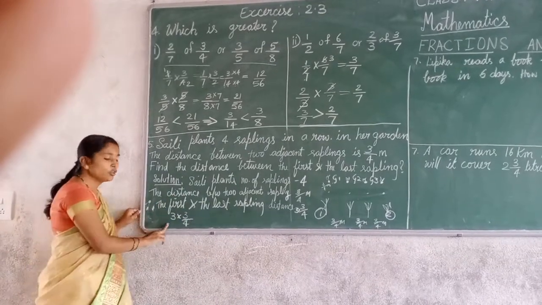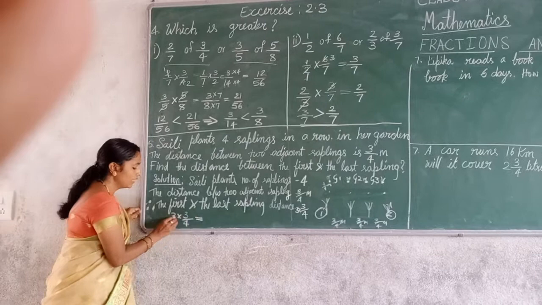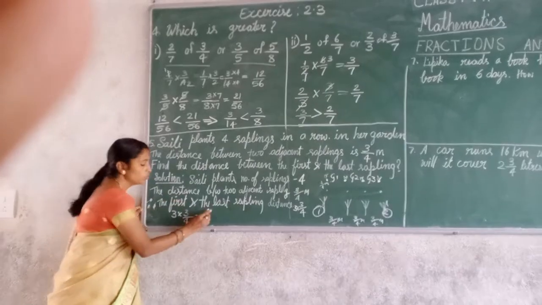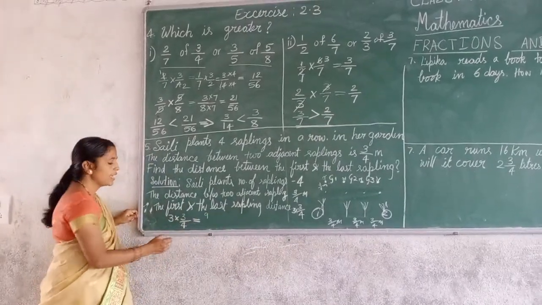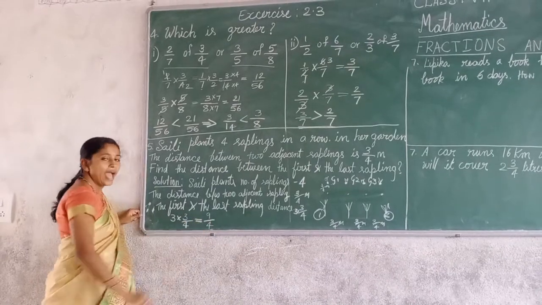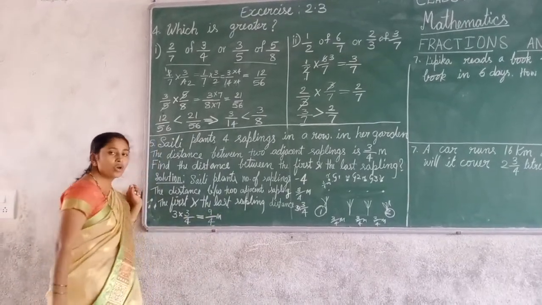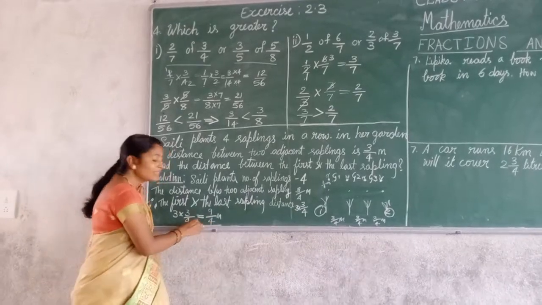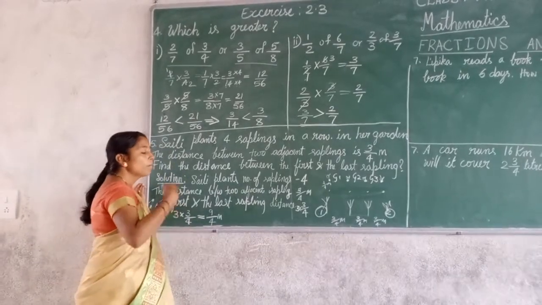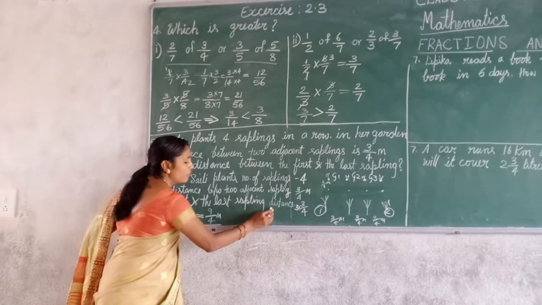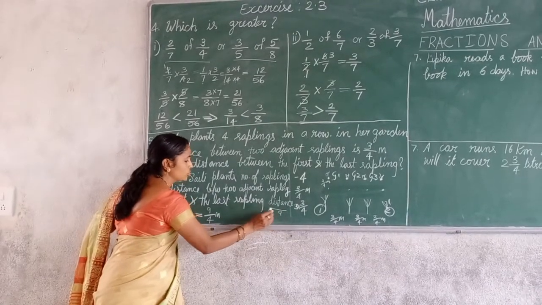We have learned that with a whole number and a fraction, we multiply only the numerator. 3 3s are 9. The 4 is left as it is. So it is 9 upon 4 meter. But do not write the answer this way. It is better to write it as a mixed fraction.